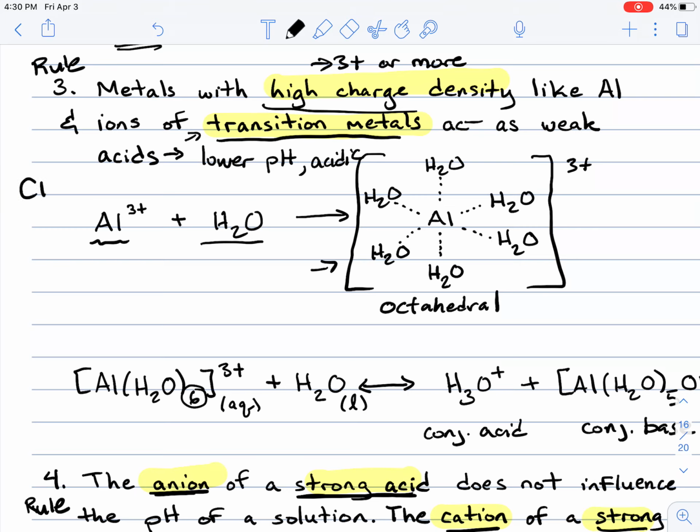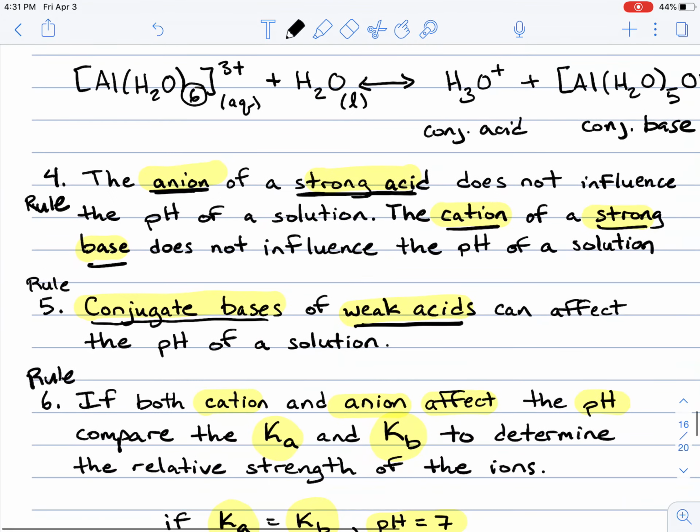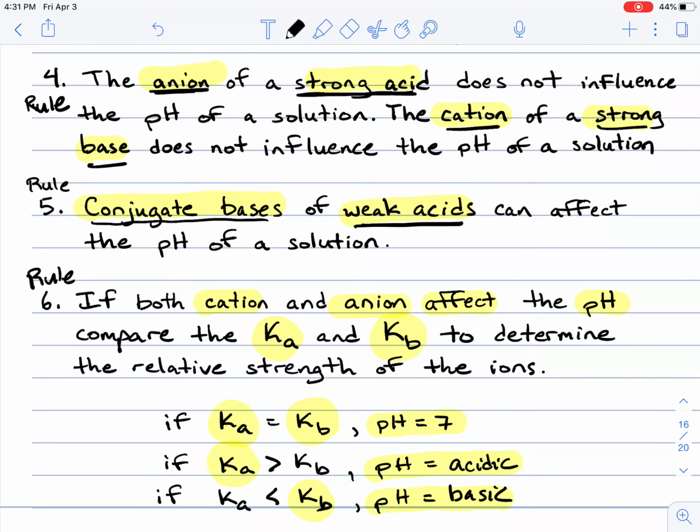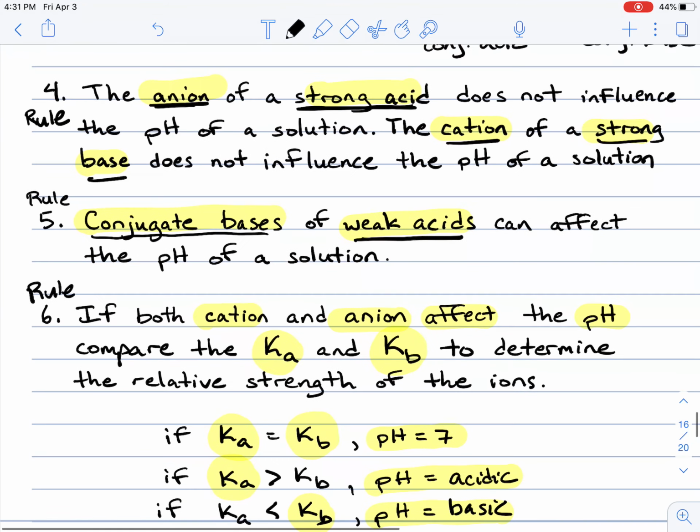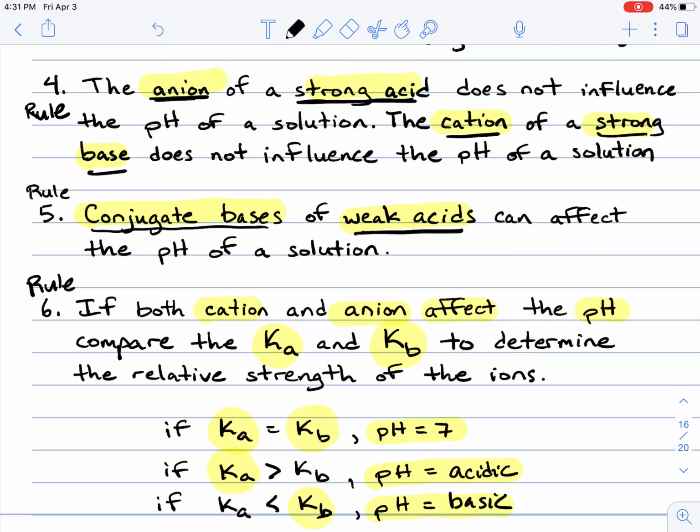If we look at rule 3, keeping chloride as the focus of our subject, Cl- does not have a high charge density. -1 is not very large, right? So it doesn't fulfill the first part, which is 3+ or more. Also, Cl- is not a transition metal, so we cannot use rule 3 to determine if Cl- affects the pH of the solution. All right, so let's move on to rule 4. We're going to determine whether or not Cl- fulfills this brief for rule 4.